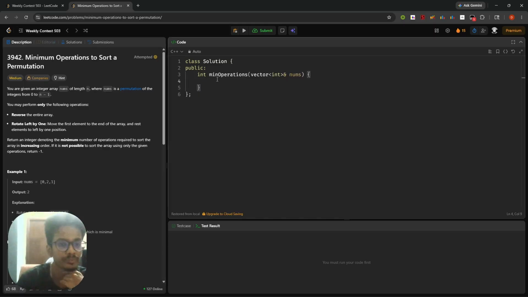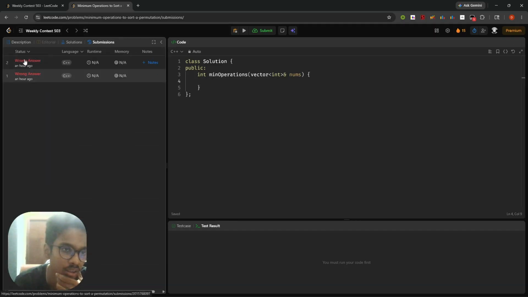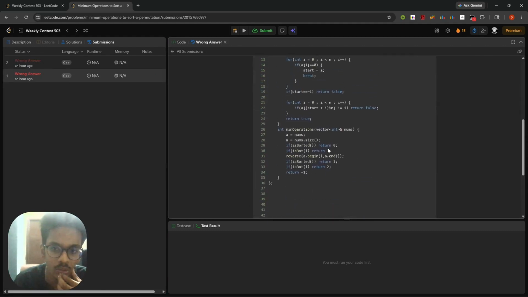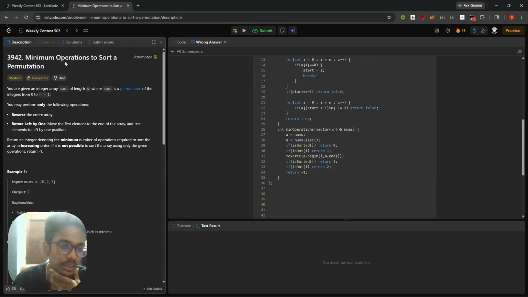So coming to this one. Initially I thought of a very bad idea. I was like, you just need to rotate and sort, right? So okay, first let me read the question for you. You are given an integer array nums of length n, where nums is a permutation of the integers from 0 to n minus 1. You may perform only the following operation: reverse the entire array, or left rotate by 1, and you need to sort it and tell me how many operations did it take you, the minimum number of operations.